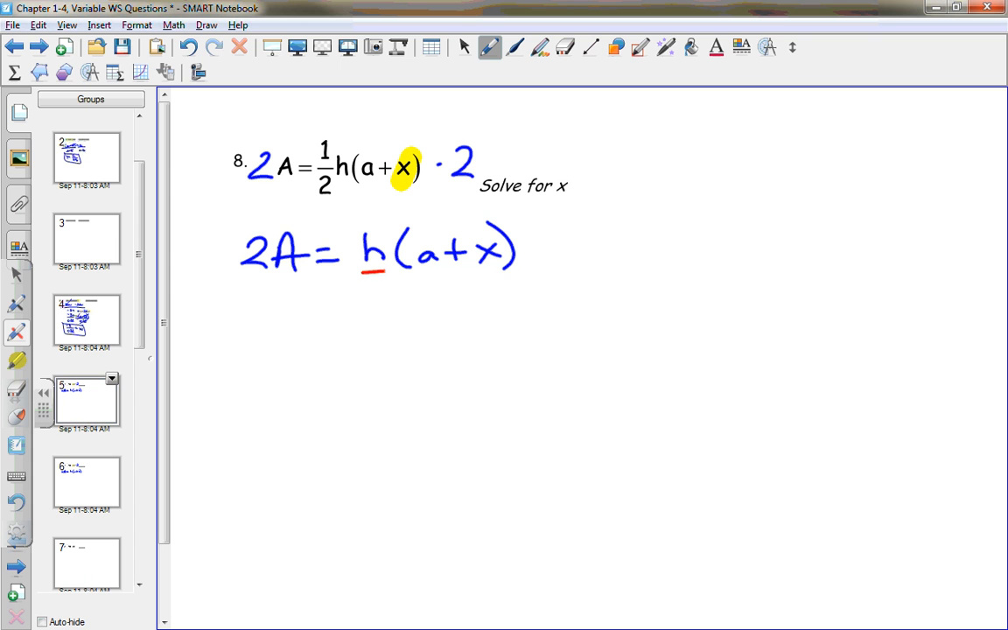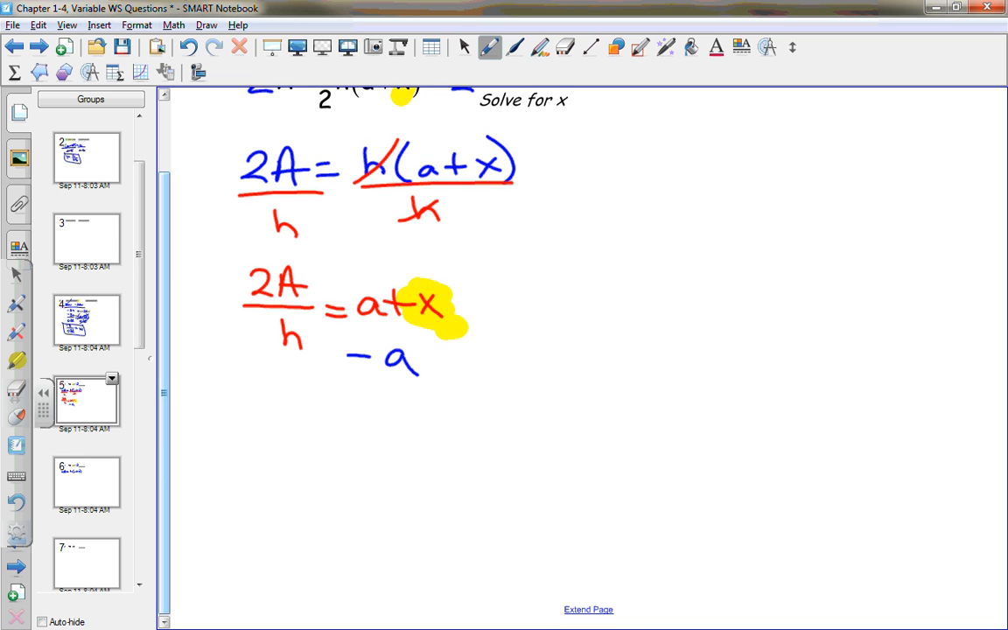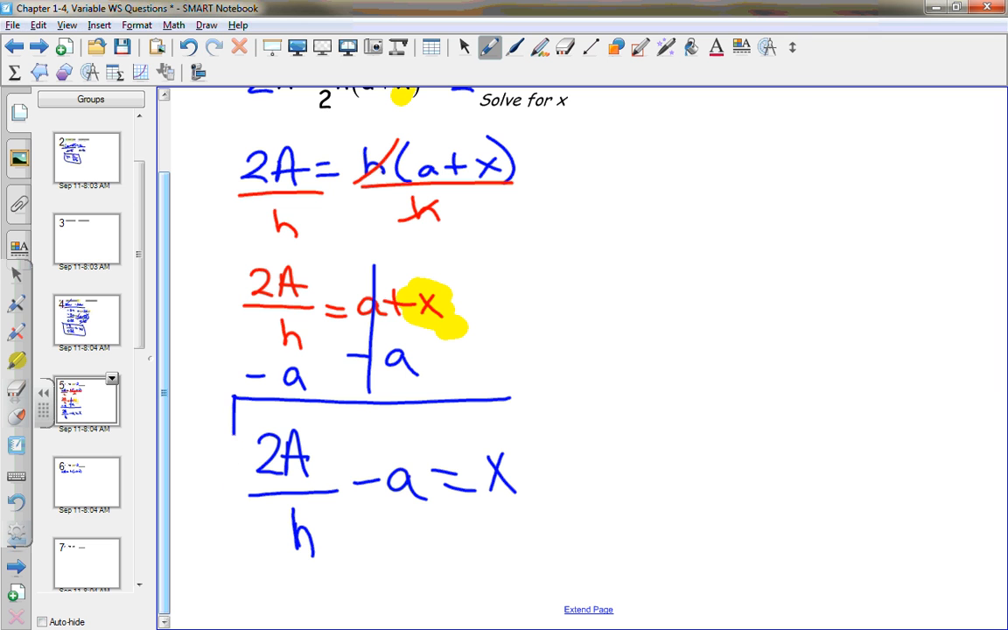The first way is we're going to divide both sides by h. So I have 2a divided by h is equal to a plus x. Everybody understand me on that, yes or no? Okay, what am I solving for? I'm solving for the x. So what do I need to get rid of next? I need to get rid of that a. So I'm going to subtract a from both sides. So that's gone over there, and I'm left with 2 capital A over h minus a is equal to x. I box this in, and I'm done.